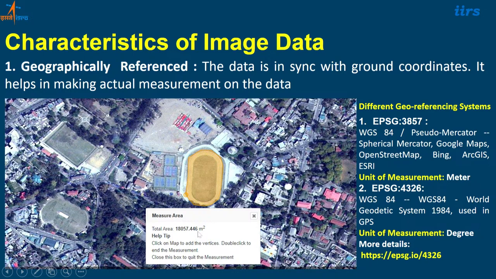18057.46 square meter, or we can say 1.8 hectares. This is the area. I am able to get it. Why am I able to get it? Because this image is geographically referenced. Each and every pixel is in sync with the ground coordinates basically.